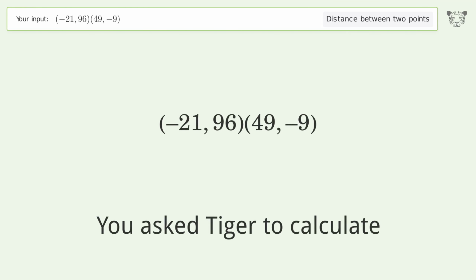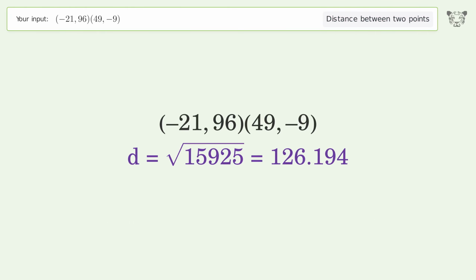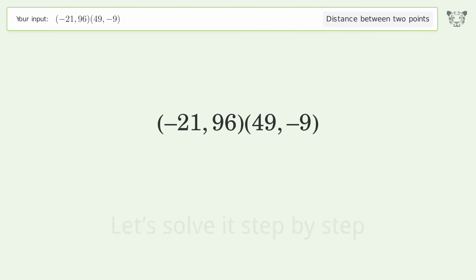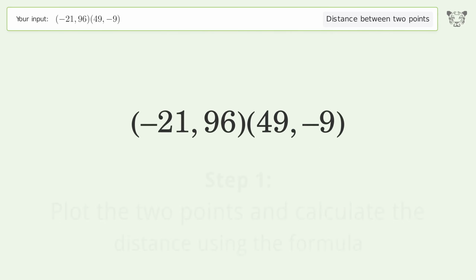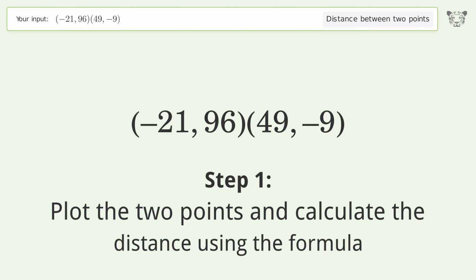You ask Tiger to calculate. This deals with the distance between 2 points. The distance between the 2 points is the square root of 15,925 or 126.194. Let's solve it step by step. Plot the 2 points and calculate the distance using the formula.